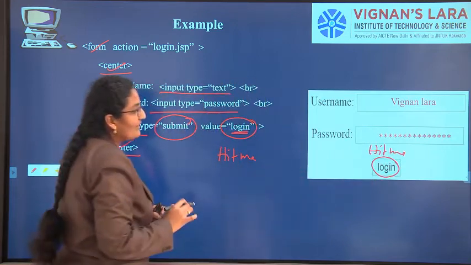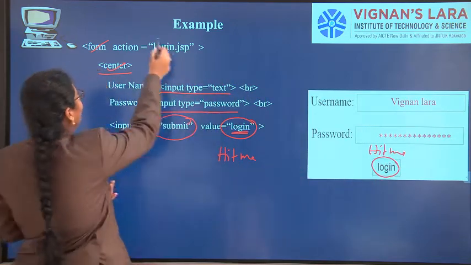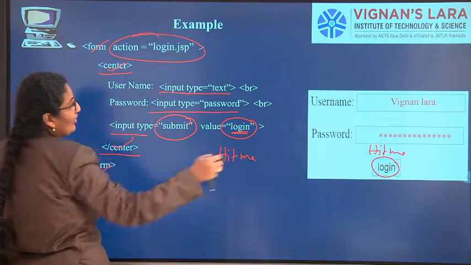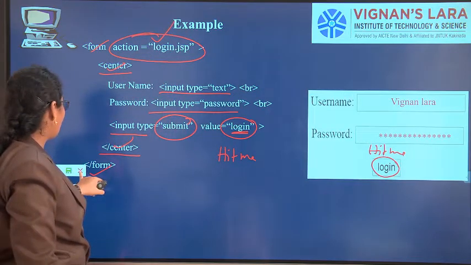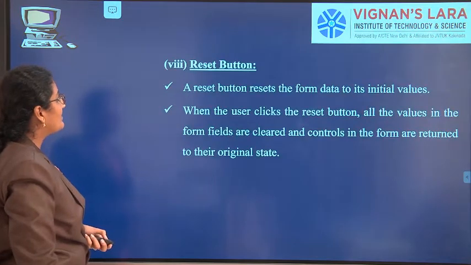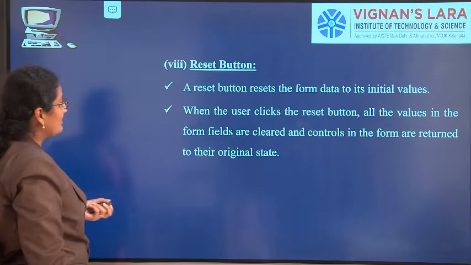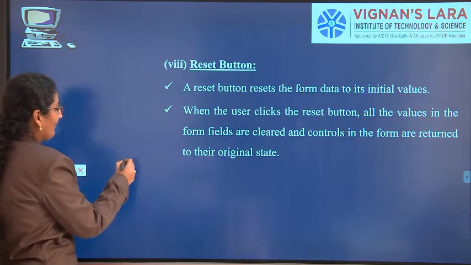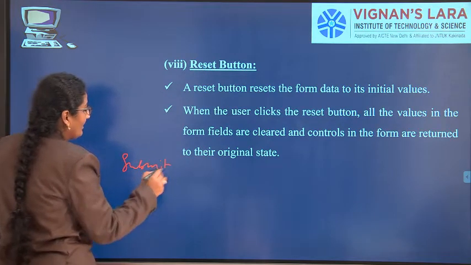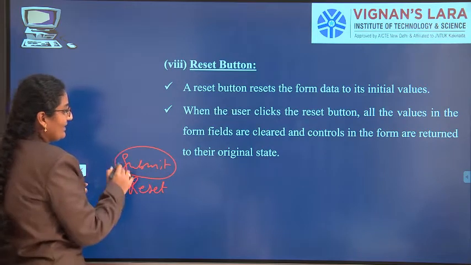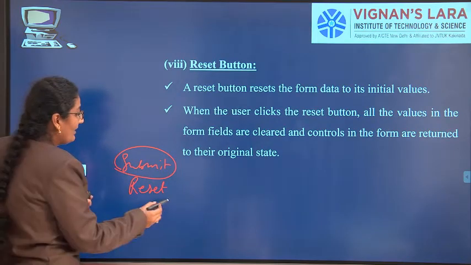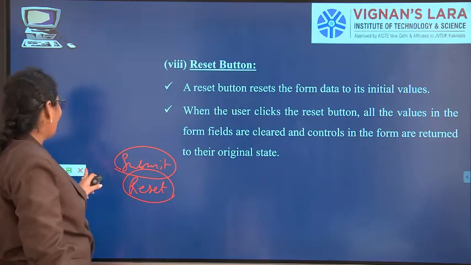By clicking on that button, some action will be performed. That action is given here. By clicking on login, what will it do? It will redirect to the login.jsp page. This is about buttons. The last one is the reset button, which you already know. The reset button is nothing but to clear all the data. The submit button is to give your information to the server. The reset button is to clear the data in that form.